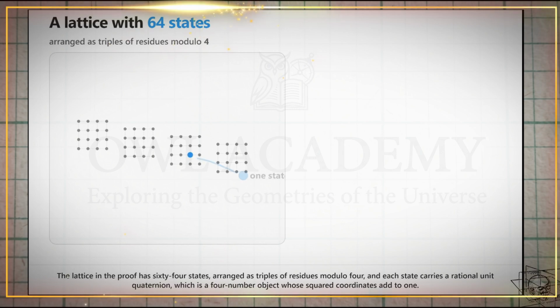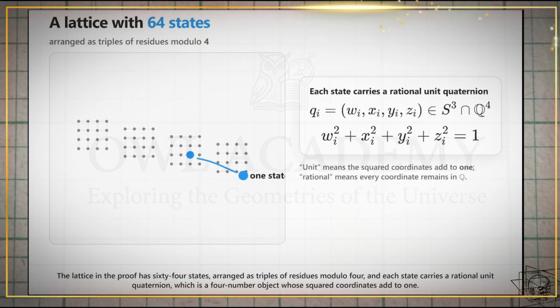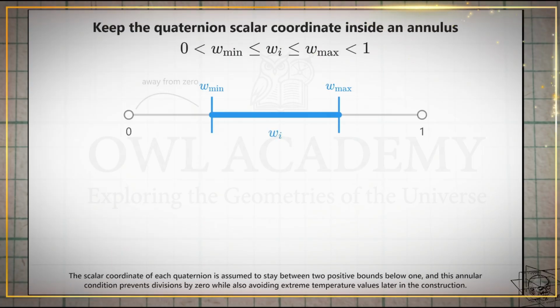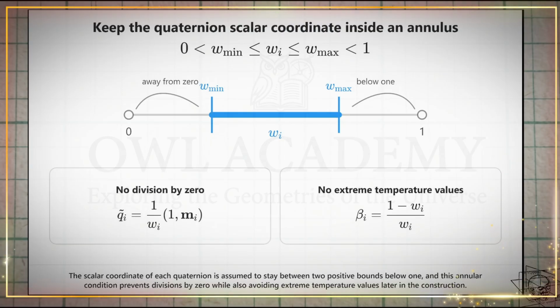The lattice in the proof has 64 states, arranged as triples of residues modulo 4, and each state carries a rational unit quaternion, which is a four-number object whose squared coordinates add to 1. The scalar coordinate of each quaternion is assumed to stay between two positive bounds below 1, and this annular condition prevents divisions by 0 while also avoiding extreme temperature values later in the construction.